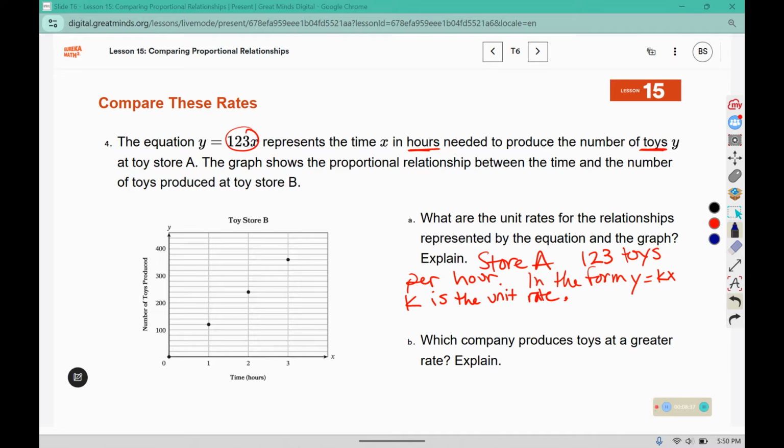Here in store B, this is 100, 120, 140, 160, 180, 200. So it's at 120 toys per hour, as it's in the form 1 comma k, we have this point 1 comma 120.